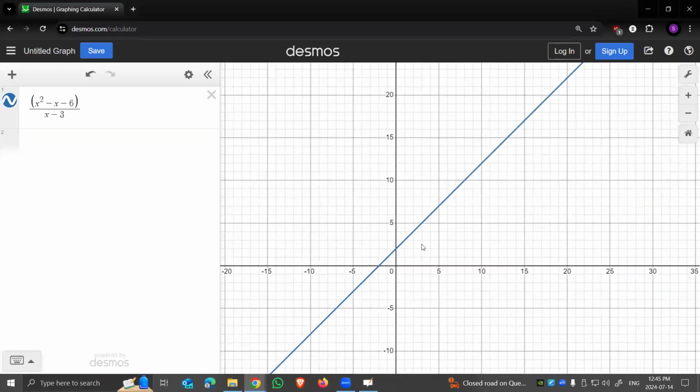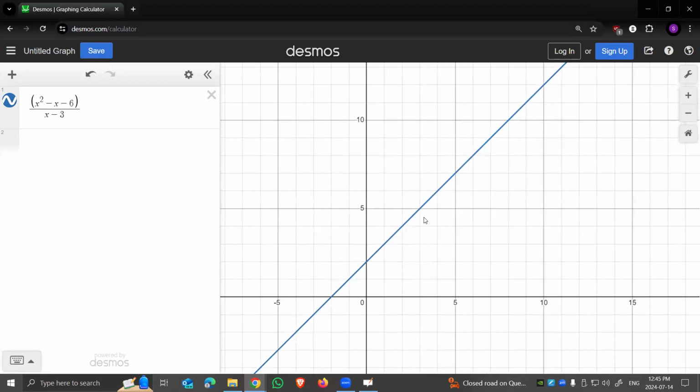And our prediction was what? At the x value of 3, right? 1, 2, 3. Please let me look at that. It says undefined, right? The y value is undefined. You see that hole there? How it turns into an open circle at exactly 3?